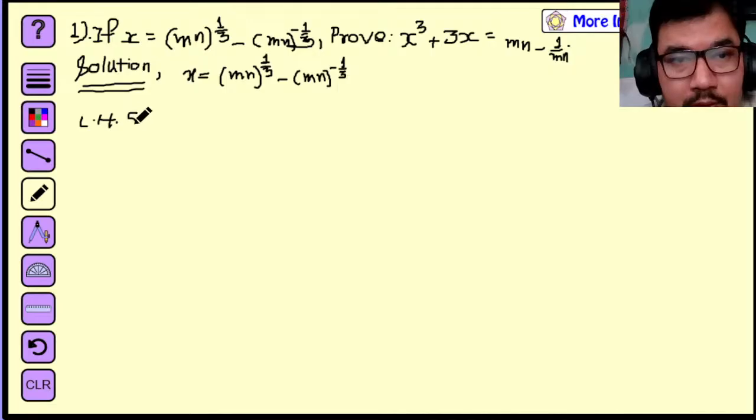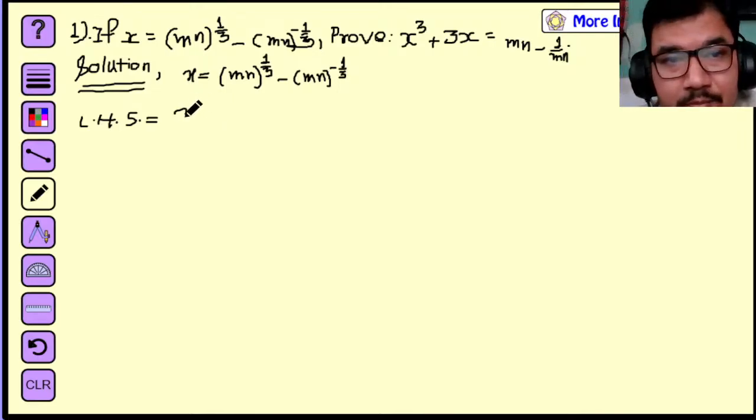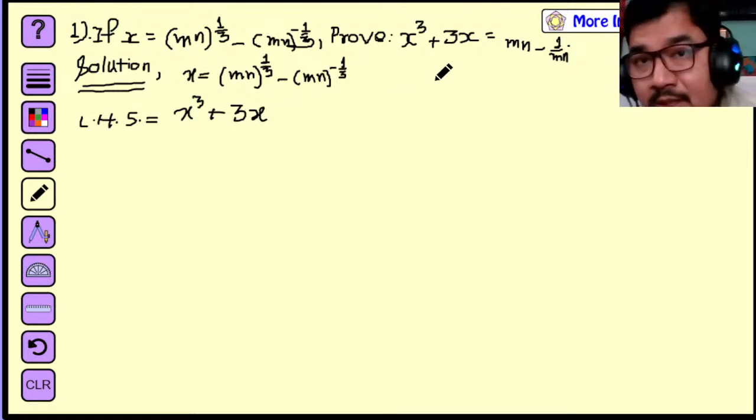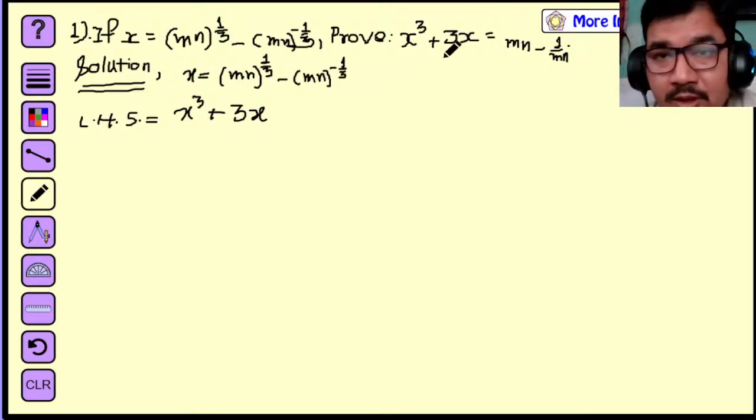Okay, left hand side is given there. Here is x cube plus 3 into x. This 3x means 3 into x. This is our left hand side here. Then our answer should come here, mn minus 1 by mn.